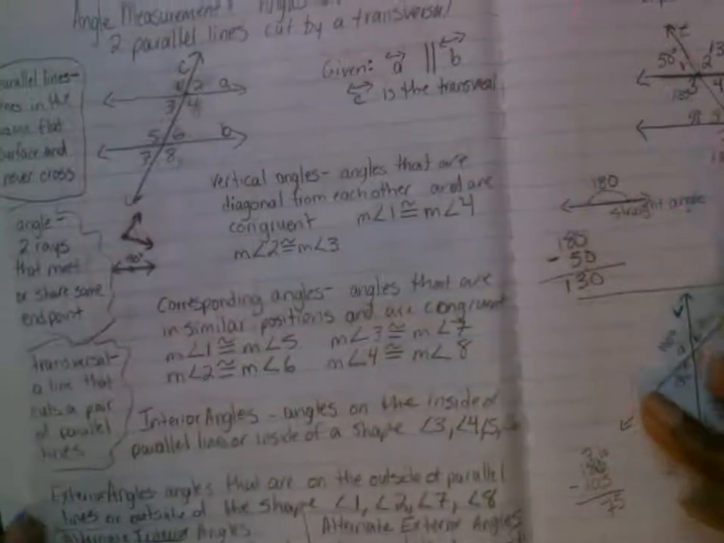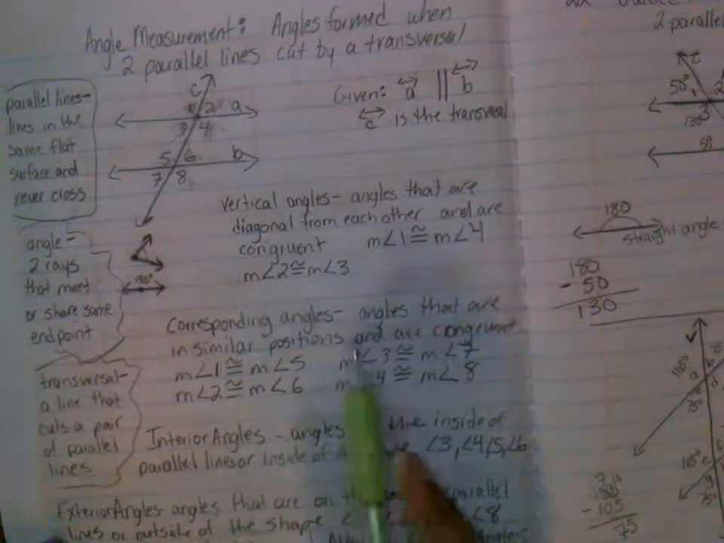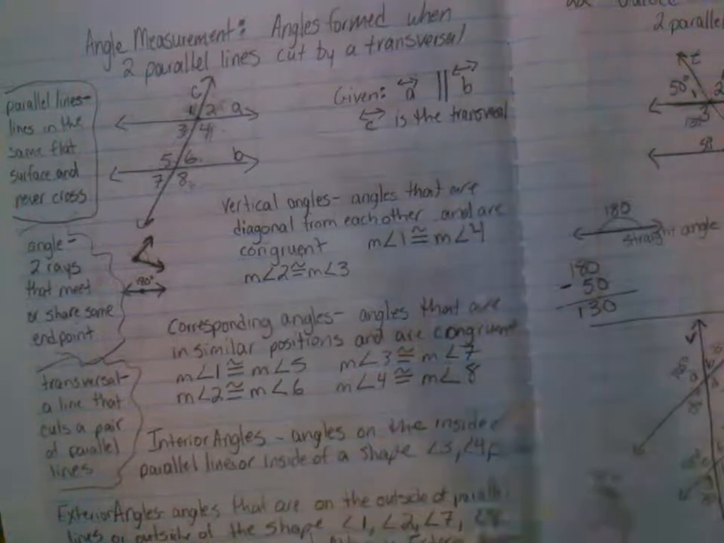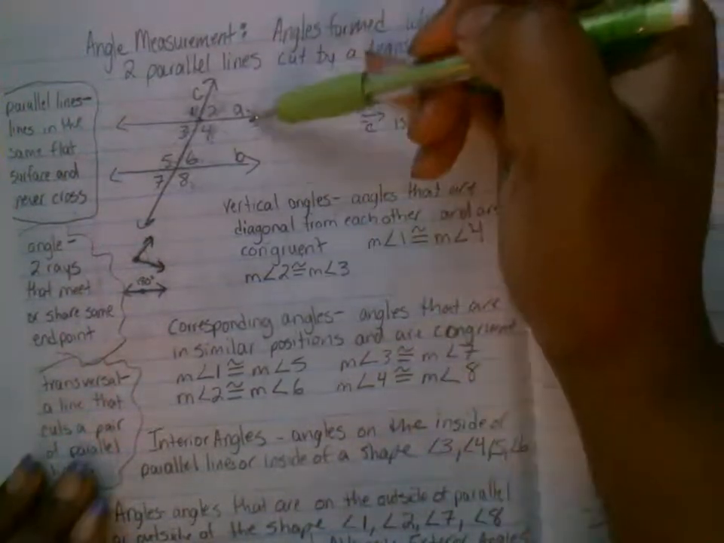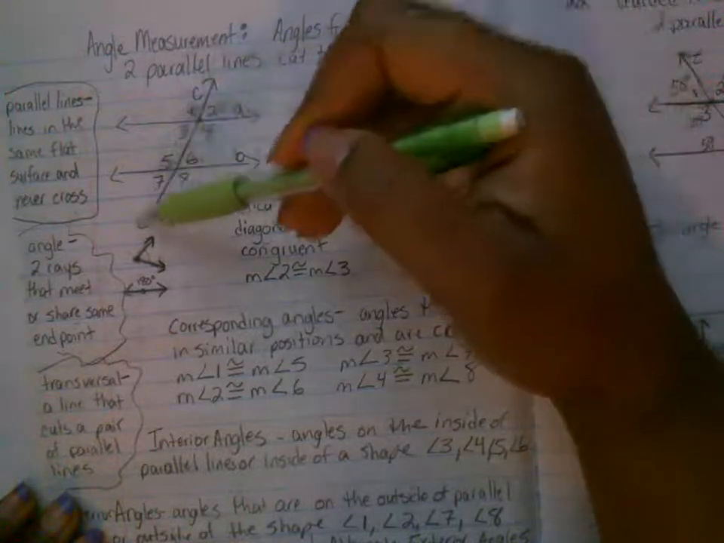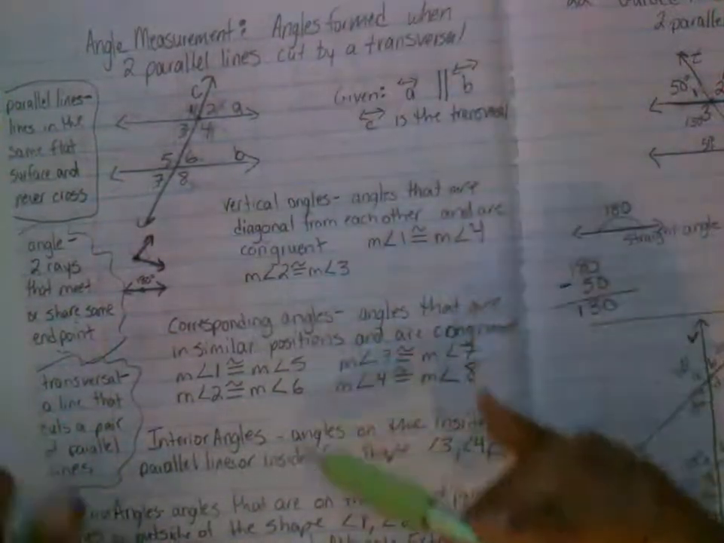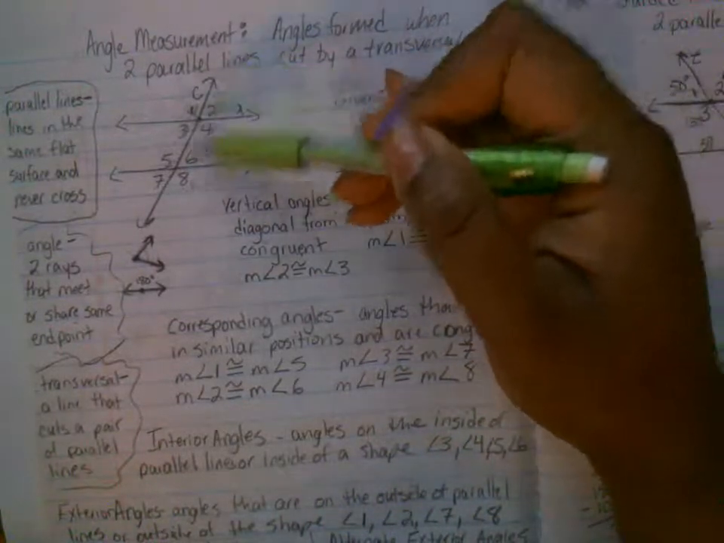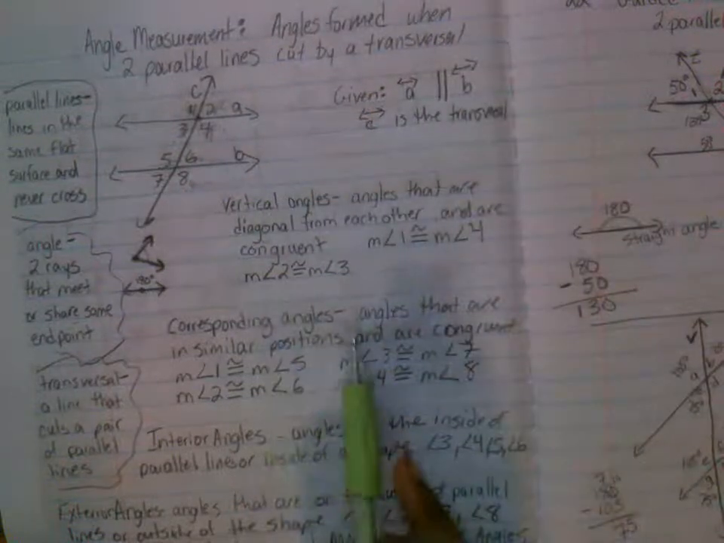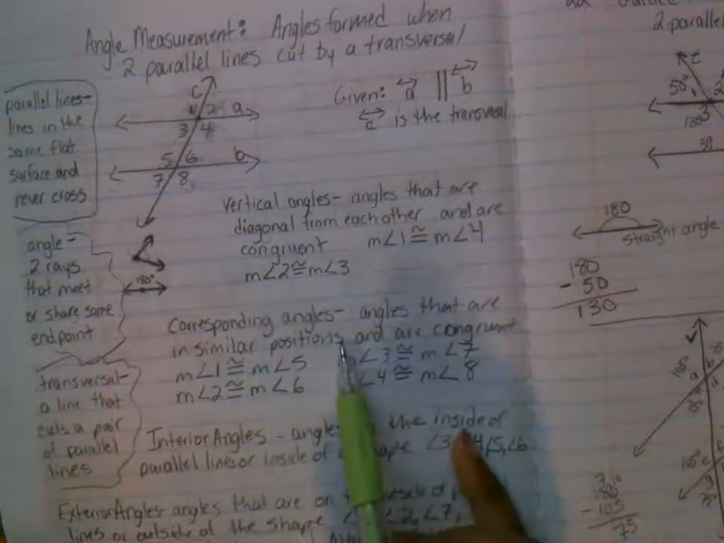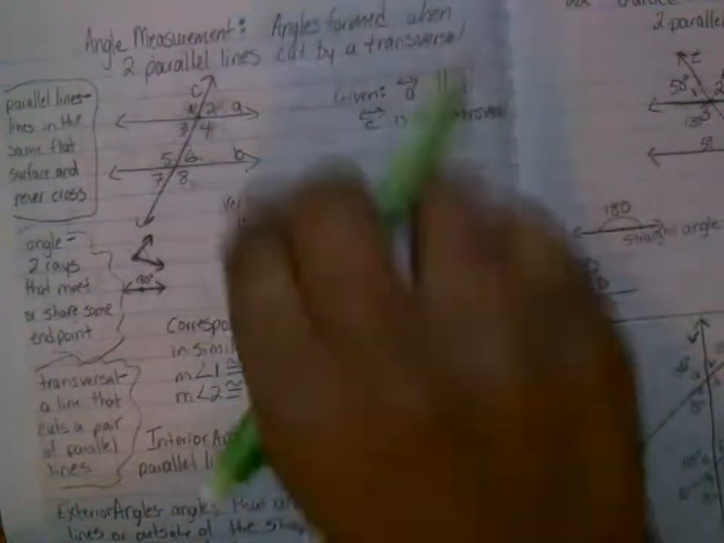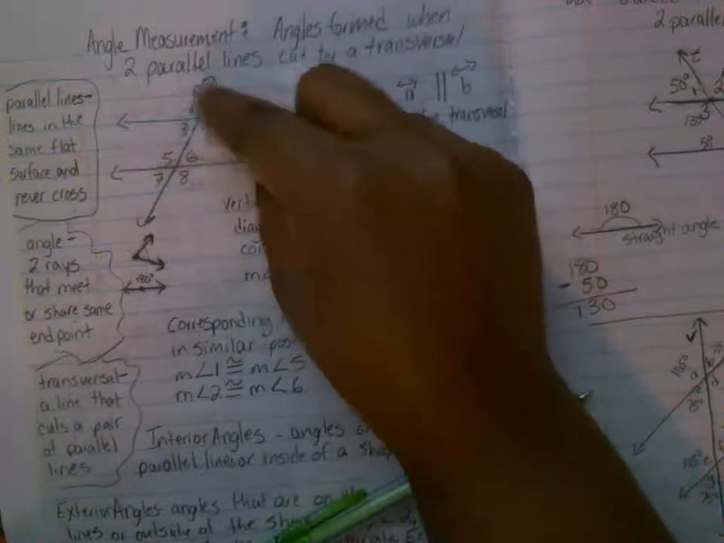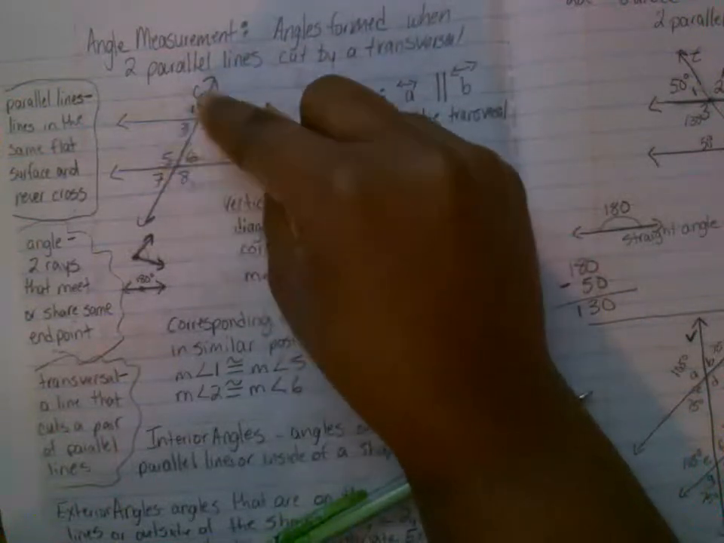Corresponding angles. Corresponding angles are those angles that are in similar positions. They are also congruent. And remember, these definitions only work when you have 2 parallel lines cut by a transversal. So your corresponding angles are in similar positions. If I take this part of my diagram and sit it on top of this part of my diagram, 1 and 5 would match up. They are in similar positions.